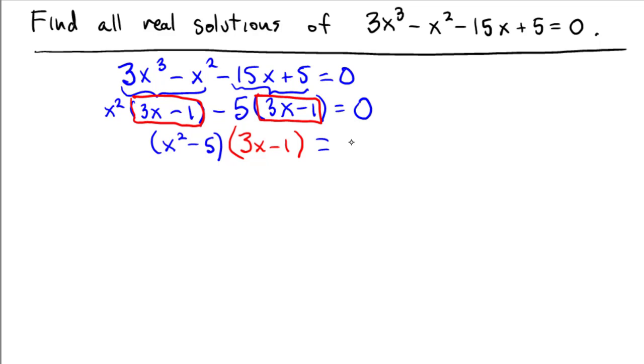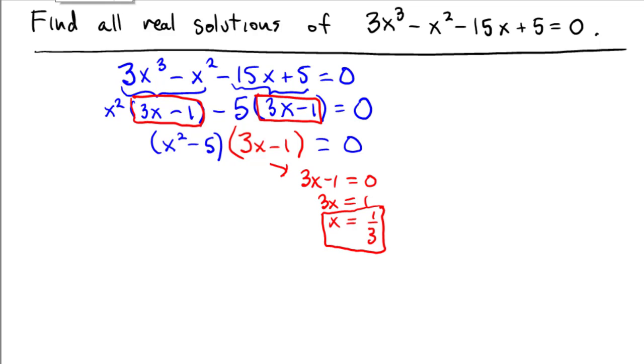So now we have the equation that's beginning to be factored here as x squared minus 5 times 3x minus 1 equals 0. Okay, so in the red hand, 3x minus 1, when does 3x minus 1 equal 0? Well, this happens when you add 1 and when you divide by 3. So one of the solutions is definitely x is 1/3.